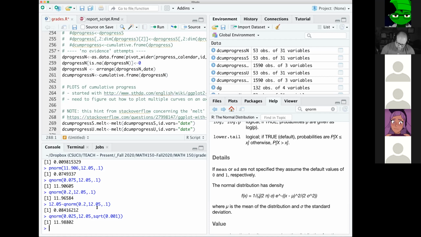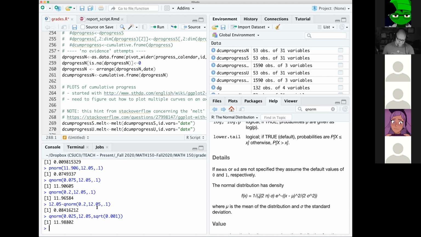So we have our mean is 12.05. Our left endpoint is 11.98, let's say 99. So that means that our right endpoint is 12.05. So this is our confidence interval, our 95% confidence interval, 11.99 to 12.05. That's how we find confidence intervals.